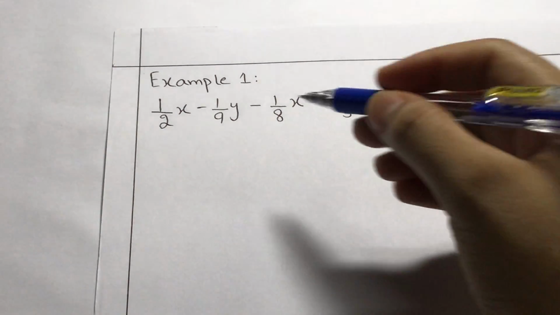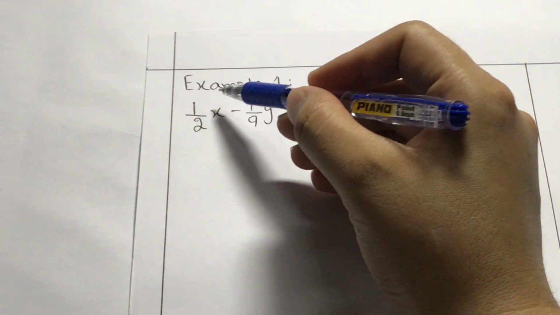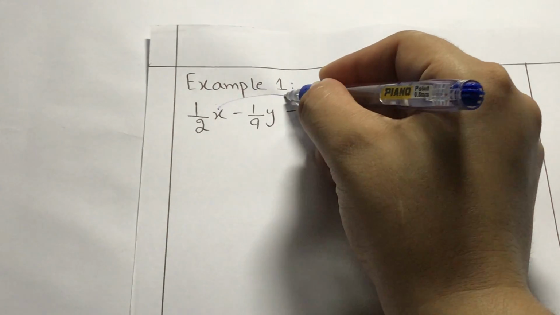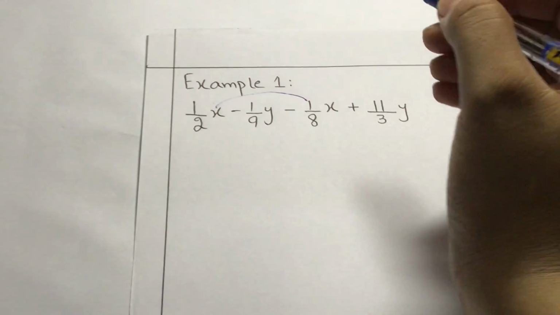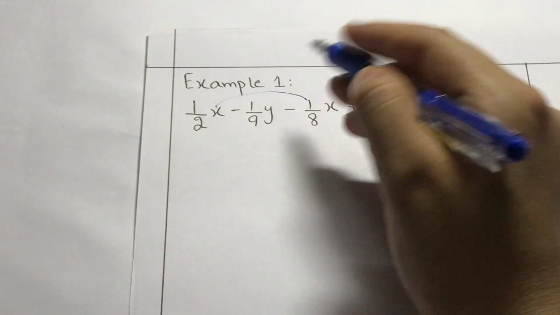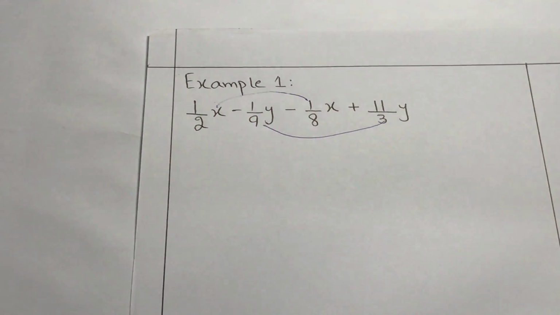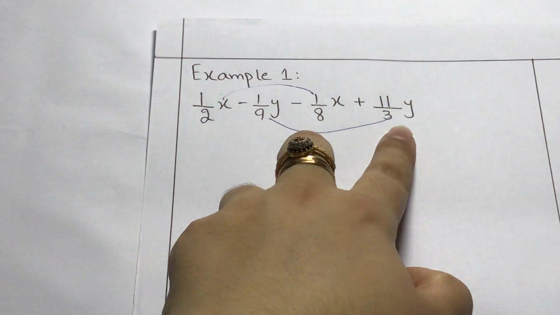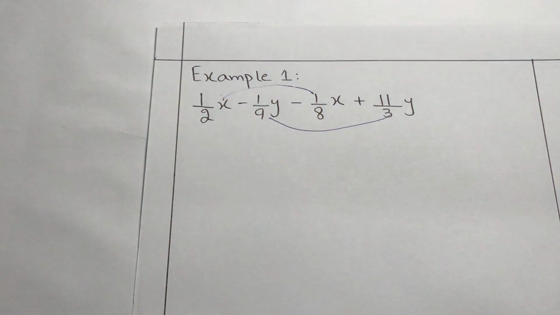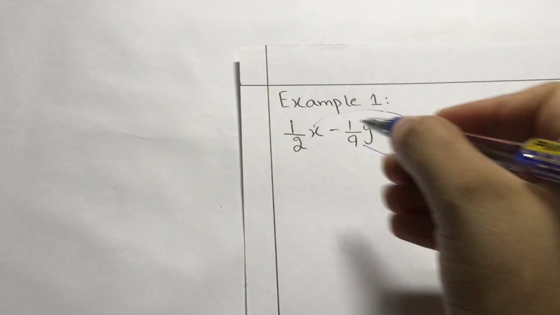So here we can see, first we have to identify the like terms. Here 1 over 2x and 1 over 8x, both are the like terms, right? Because both have the same variable x. Then 1 over 9y and 11 over 3y, both are the like terms, right? So now first we will combine these like terms.